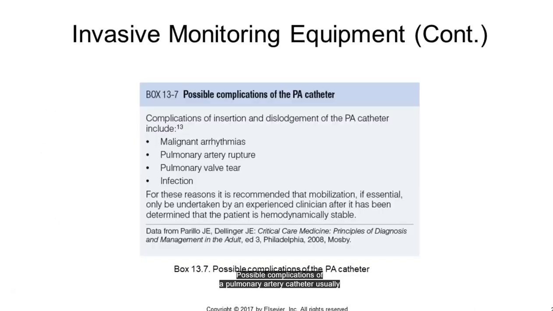Possible complications of a pulmonary artery catheter usually relate to the insertion of the catheter, which can cause malignant arrhythmias, pulmonary artery rupture, or pulmonary valve tear, and there is an increased risk of infection.